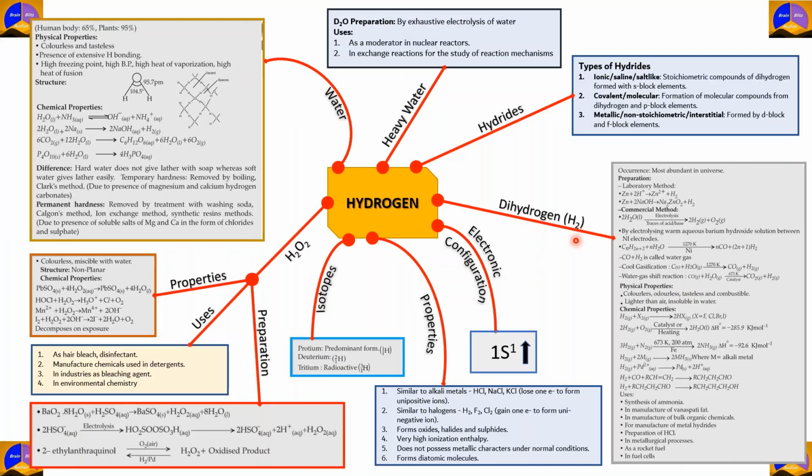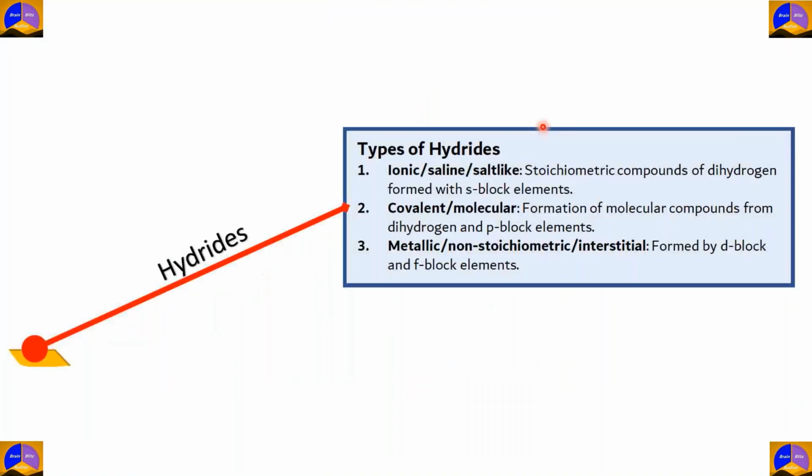Now, from dihydrogen, we move on to the hydrides section of the chapter hydrogen. Now, hydrogen forms hydrides in three types. The first type is ionic, saline, or salt-like. Now, this type of hydride is formed when stoichiometric compounds of dihydrogen are formed with s-block elements. The examples of these are sodium hydride and lithium hydride, NaH and LiH.